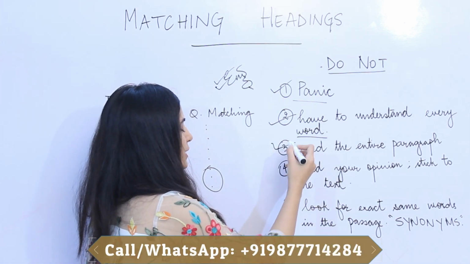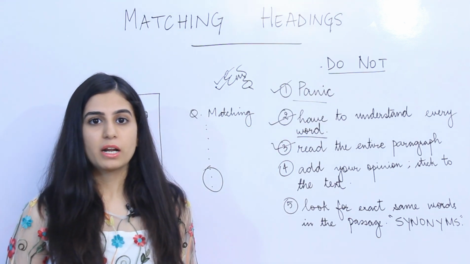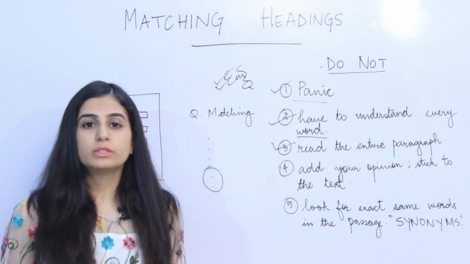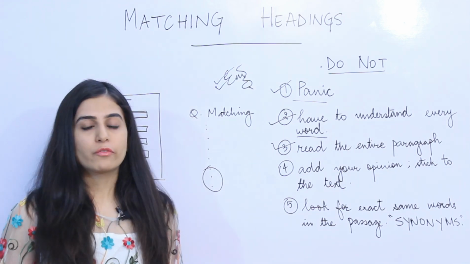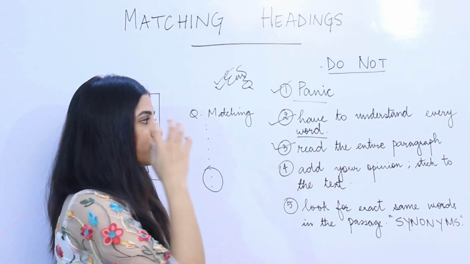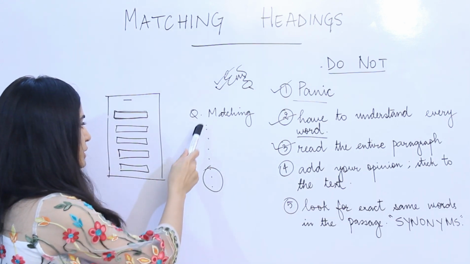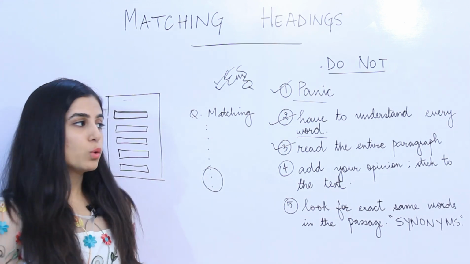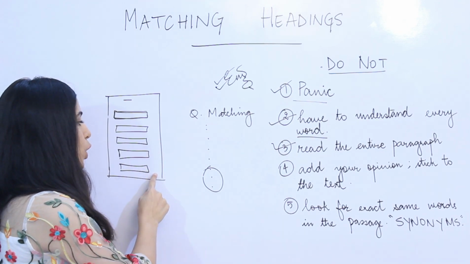Number 3, do not read the entire paragraph. You do not need to read the entire paragraph while you're attempting matching headings kind of question. There is a shortage or dearth of time. You just have 1 hour and you have to solve 40 questions. So if you go through the entire paragraph and read it from top to bottom for each and every heading, for example, there are 5 headings, 5 paragraphs, and you have to match them, then you will be spending so much time reading each of these 5 paragraphs from top to bottom.